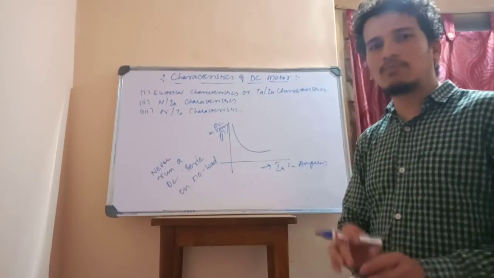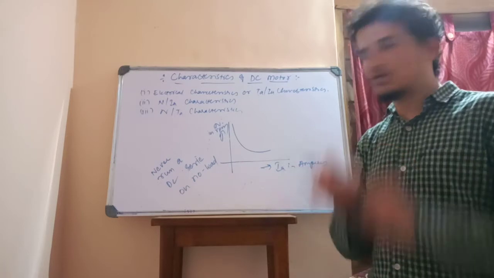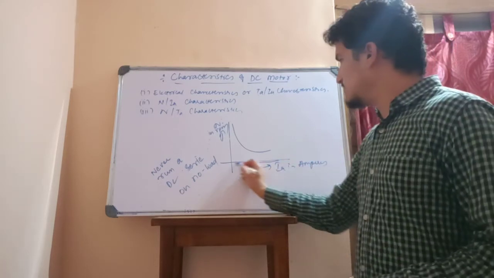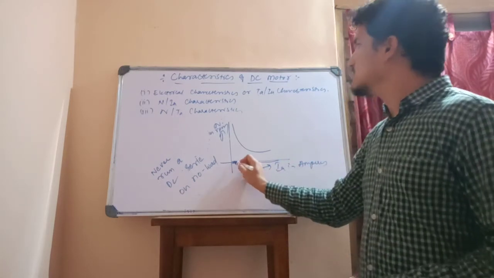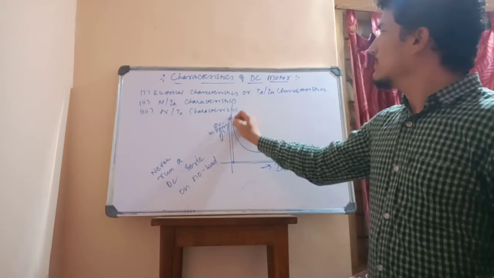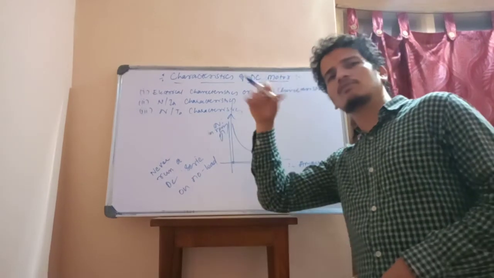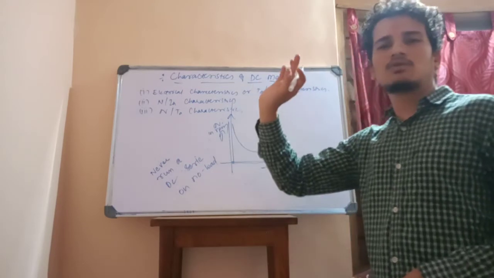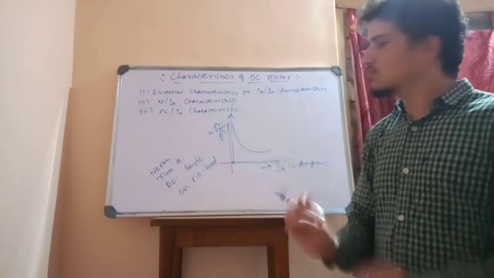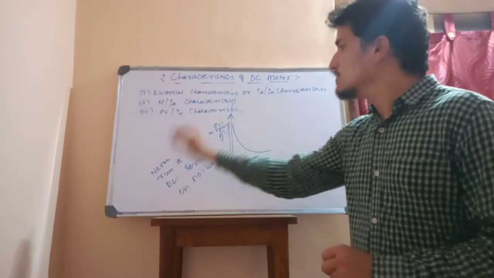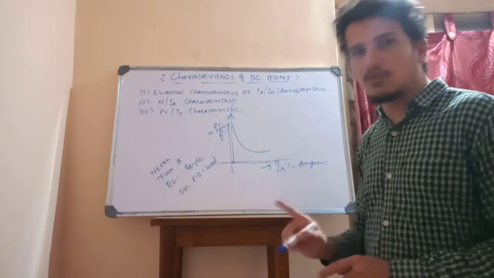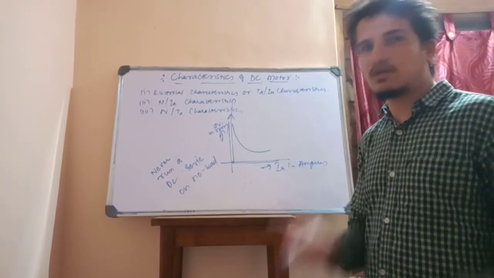Otherwise, what will happen if you don't connect a load to the DC motor? The current will be almost near zero. The speed of the motor will be beyond control. It is very high. It will lose its stability. So always try to run the series motor with load. Never run a series motor without load.